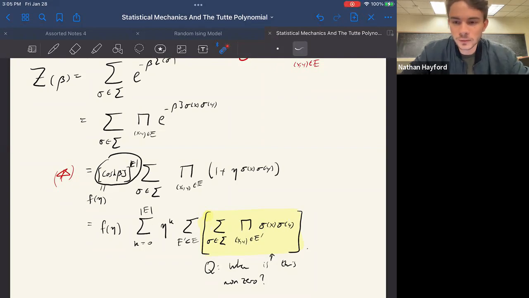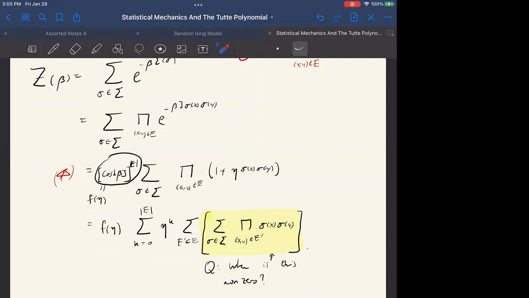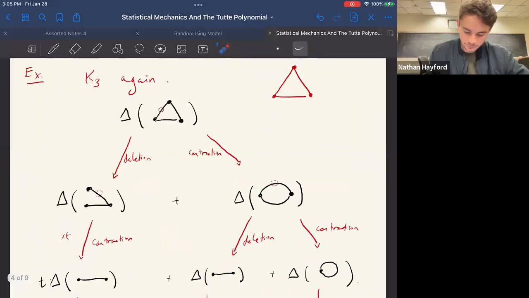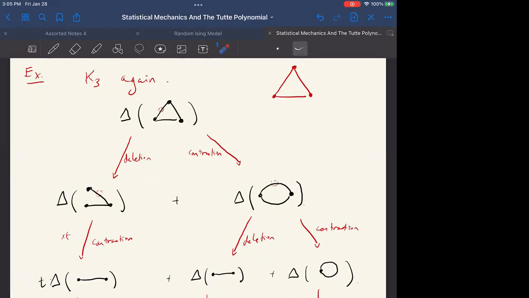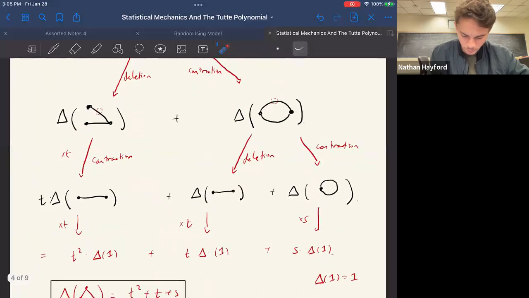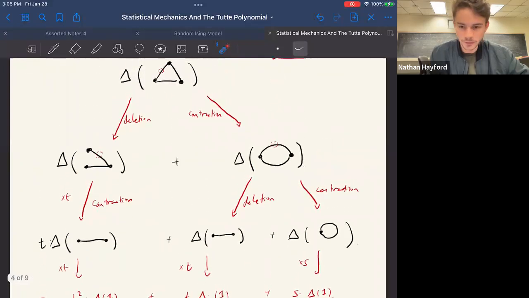Question from someone, or is that just background noise? I had a question actually. Sure. So this recurrence type of formula with the contraction and the deletion that you showed for the Tutte polynomial, that should lead to a polynomial time algorithm, if I'm understanding right? I think so. Yeah, I think you're correct. It should be of the order of the number of edges, right?